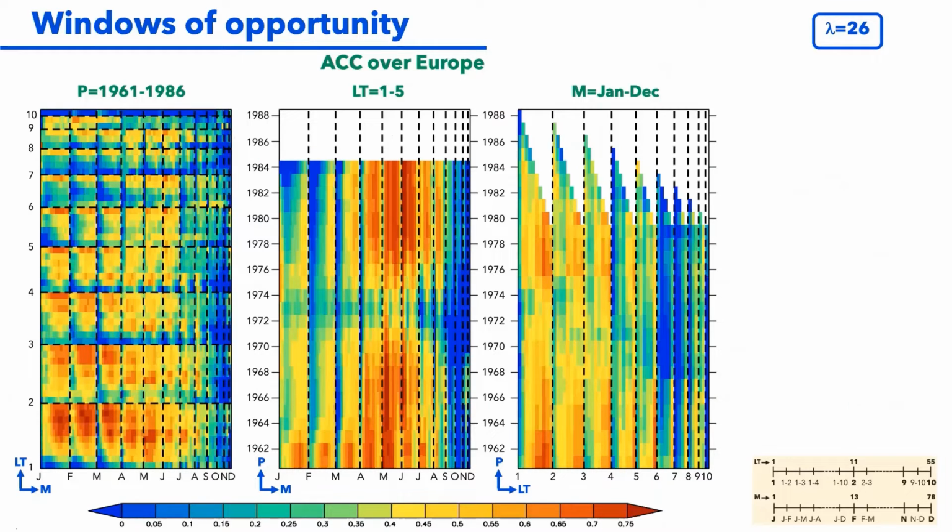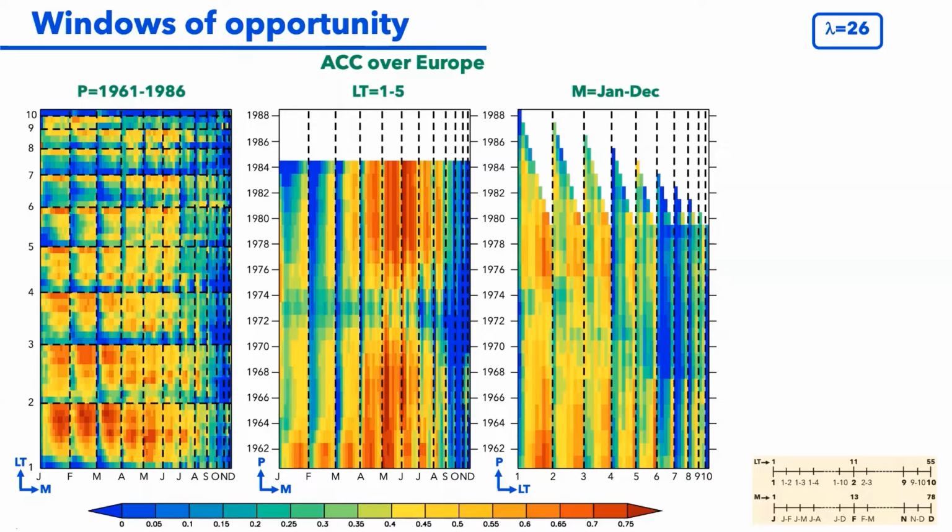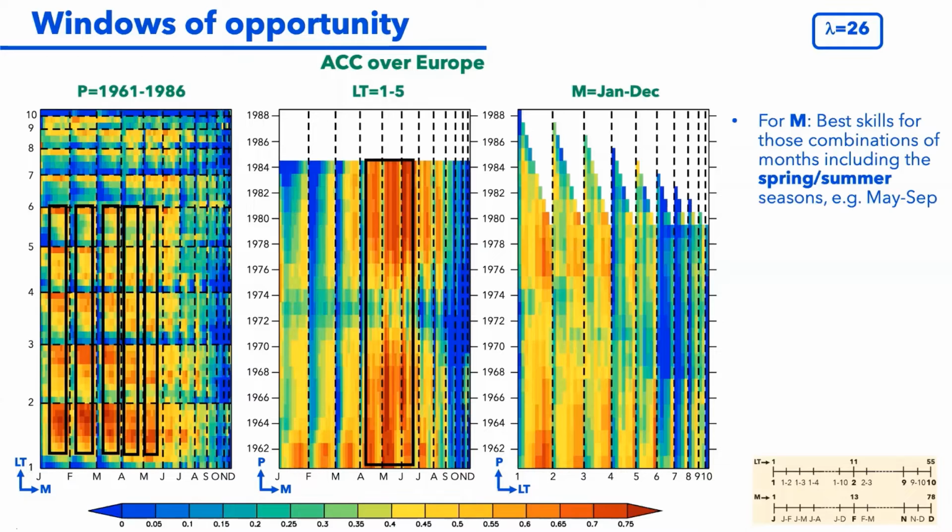So in order to have a wider vision of what happens by varying all these independent variables, we now mutually vary two of these three independent variables. So in the first map we have just fixed the period. In the second one we have just fixed the lead time, and in the third one we have just fixed the months. And from these three figures, we can extrapolate the following information.